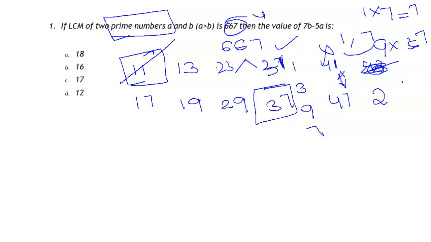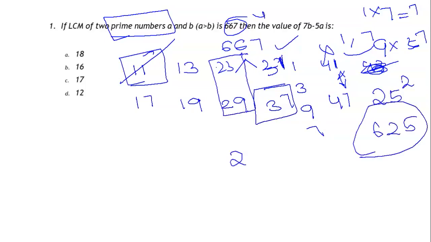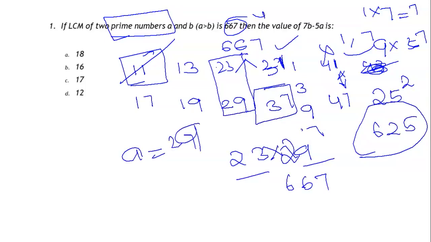Both are prime numbers. So let A be 29 and B be 23. The question is 7 into 23 minus 5 into 29. What is the answer? Your answer is going to be 16. Clear now? Next question.